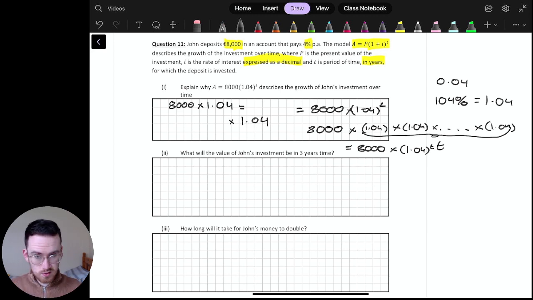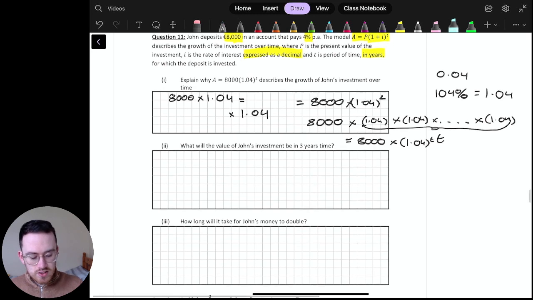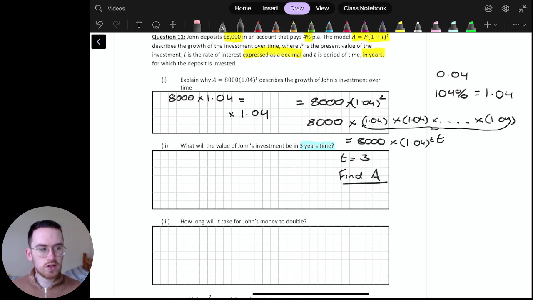These context ones sometimes can just be tricky to get your head around. What will the value of John's investment be in 3 years' time? So let's focus first. 3 years' time, so we know t is equal to 3. We want to find that value A. So we're looking for A when t is equal to 3. P is the present value, so P is going to be the original value, which is 8,000.